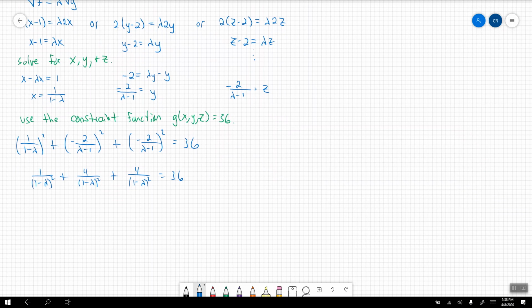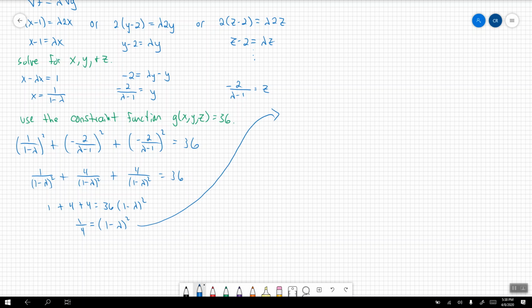Now what I can do is multiply by the denominator everywhere. So that's now going to be 1 plus 4 is equal to 36 times (1 minus lambda) squared, which means this over here is going to be 9, so it's going to be 9 divided by 36. 9 divided by 36 is 1/4, and that's going to be equal to (1 minus lambda) squared. Not looking too bad. Perfect. Looking pretty good so far.